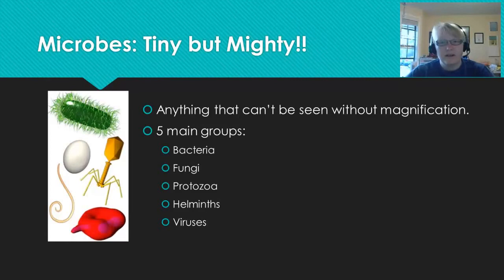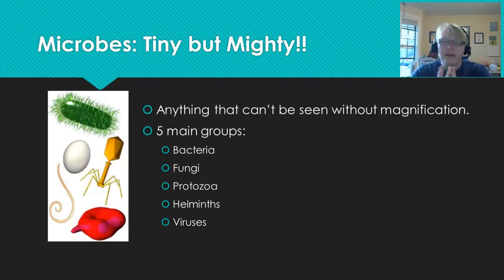So let's get started. As I said, microbiology is of course the study of microbes. And in order to study these, we have to know what a microbe is. Basically, anything that can't be seen without magnification is a microbe. Now, some of the worms, the helminths we're going to talk about, can be seen without a microscope when they get really big. But they also exist in cells that are not visible to the naked eye, so that's why they are counted in this group.